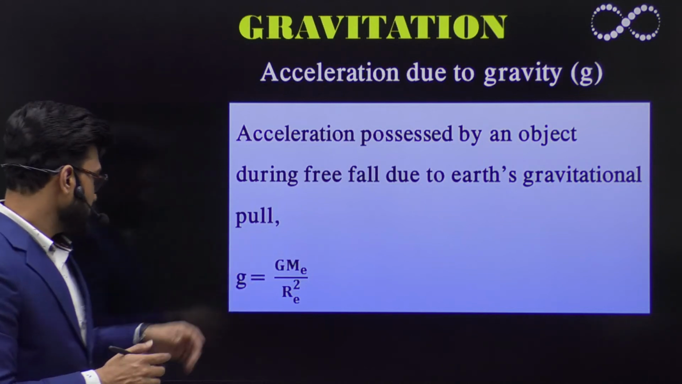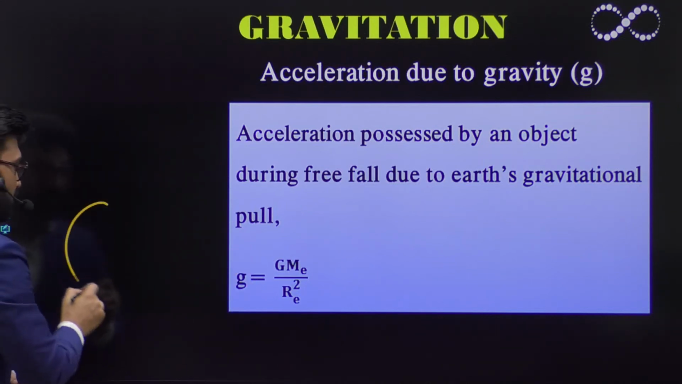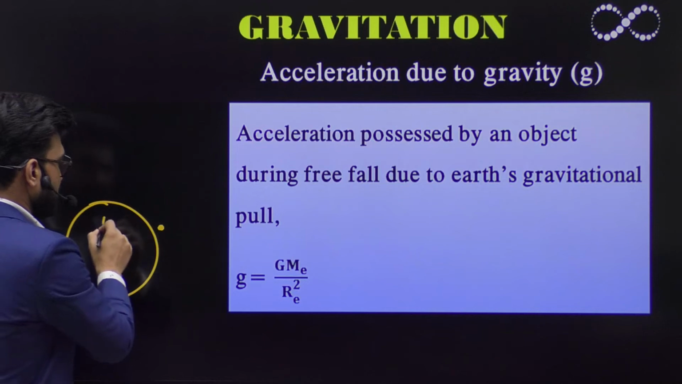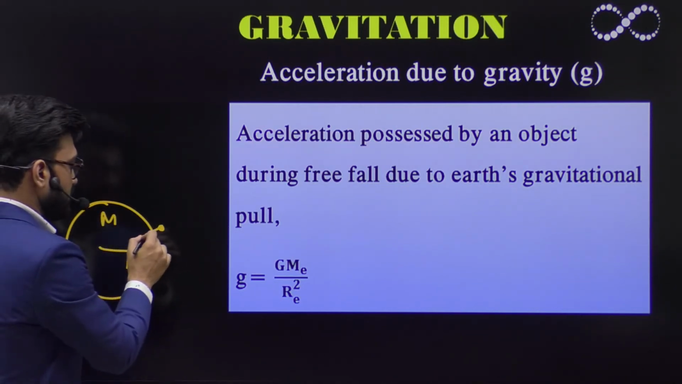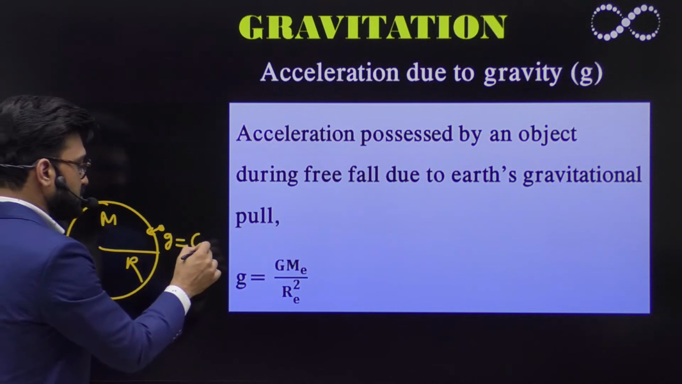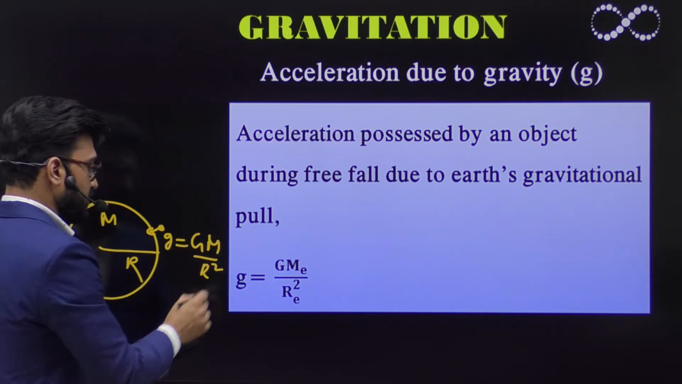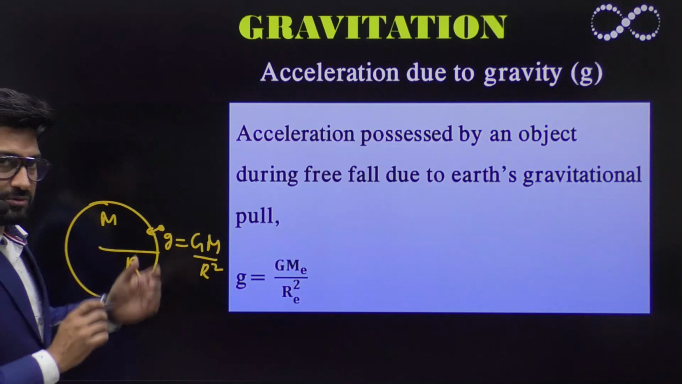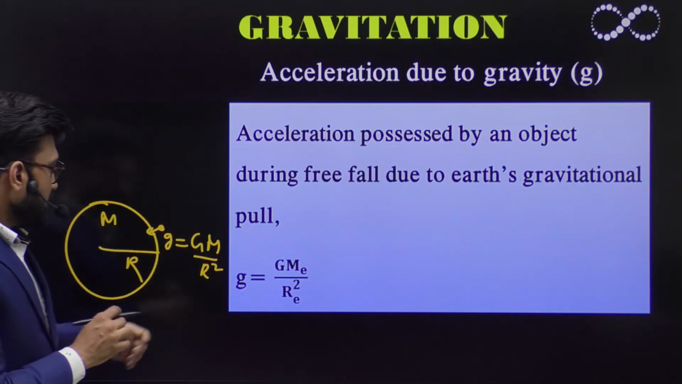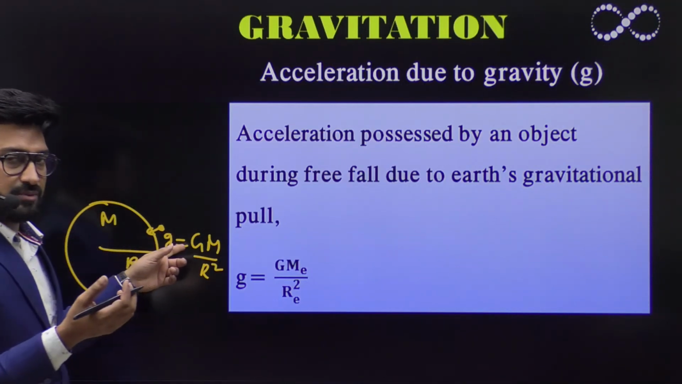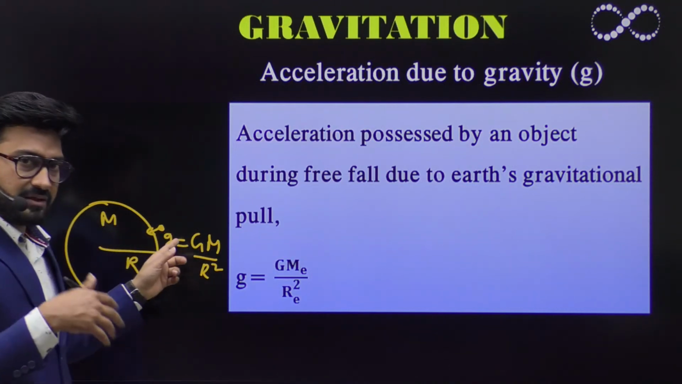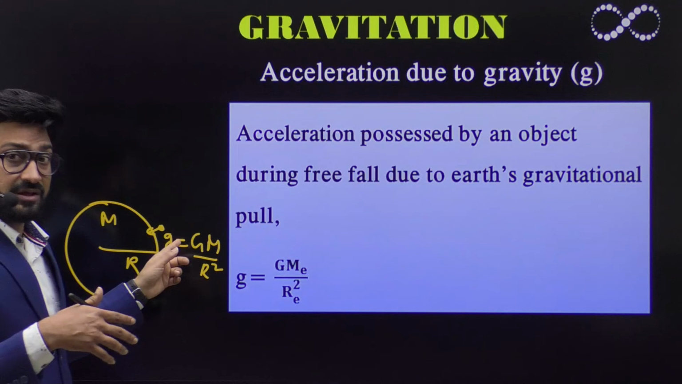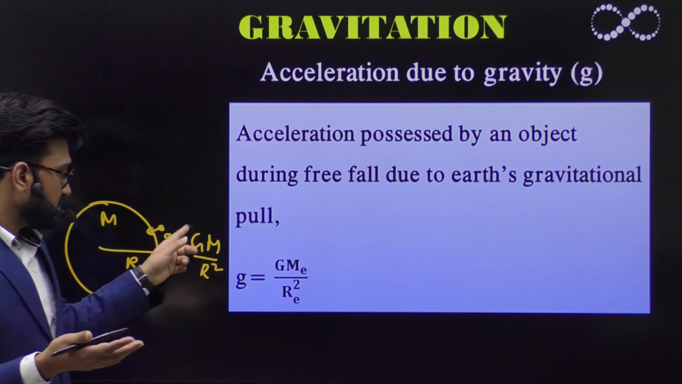So it says, whenever you are on the surface of a certain planet whose mass is m and r is the radius of that planet, the acceleration due to gravity on the planet is given by GM by r square, where M is the mass of the planet and R is the radius of that planet. So this is the acceleration with which a body on the surface of any planet will be attracted towards it.